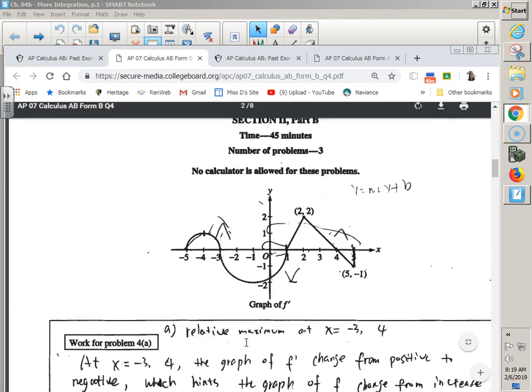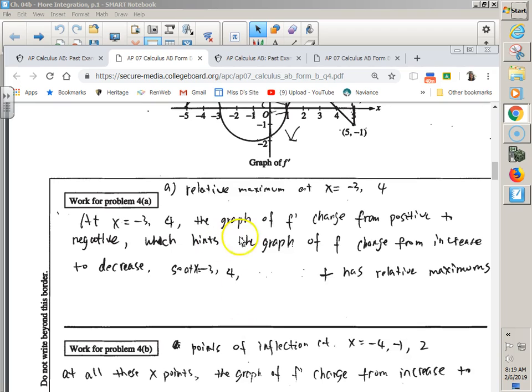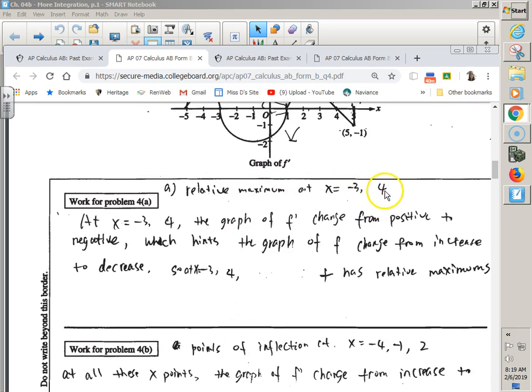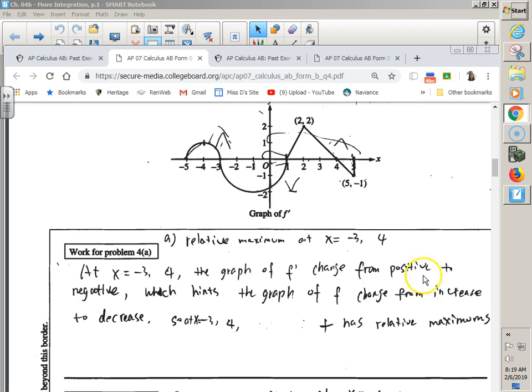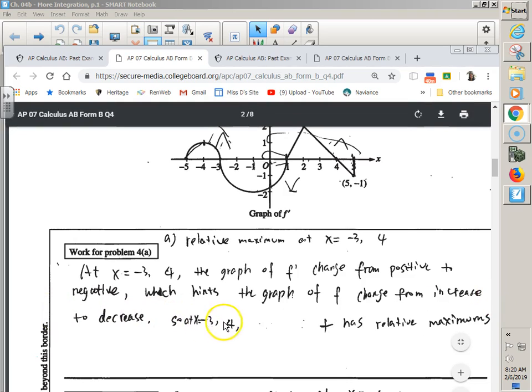Let's see what the kid did. All right, what'd you do? They said there's a relative max at -3 and 4. The graph of f prime changes from positive to negative. I've seen kids put a little plus and a little minus, which totally works. Which hints that the graph of f changes from increasing to decreasing at those points, relative maximums. Did they put down all the critical numbers? Nope. Did they get all the points? Yes. Because they said f prime changes from positive to negative, and f changes from increasing to decreasing.